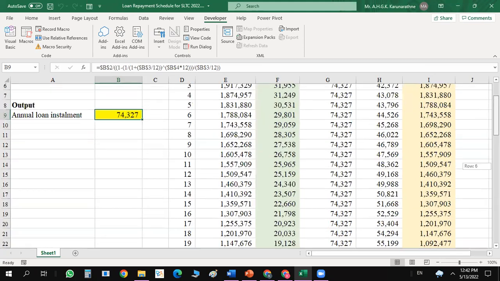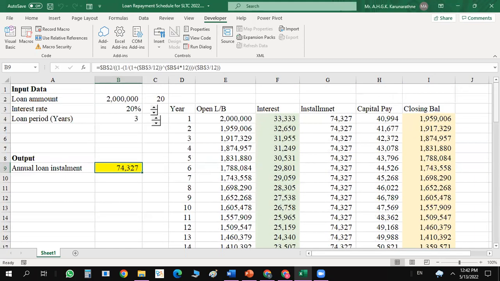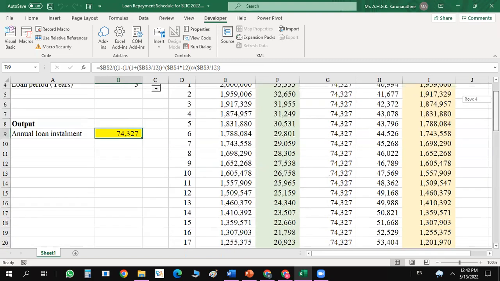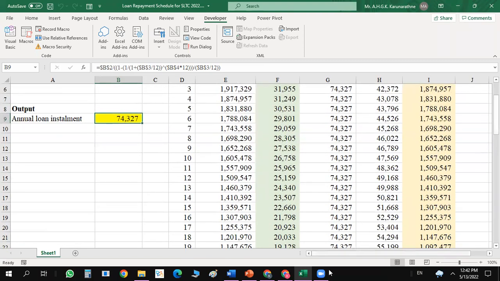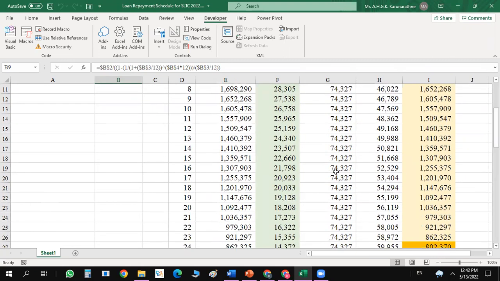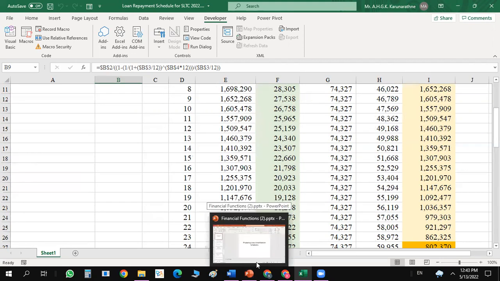Okay, that's it. Then I would like to move on to our slide presentations, right? So let's see how we can do this using Excel inbuilt functions.